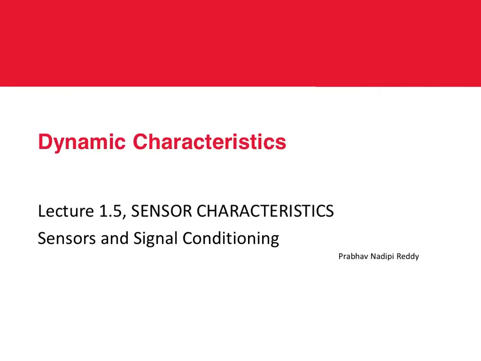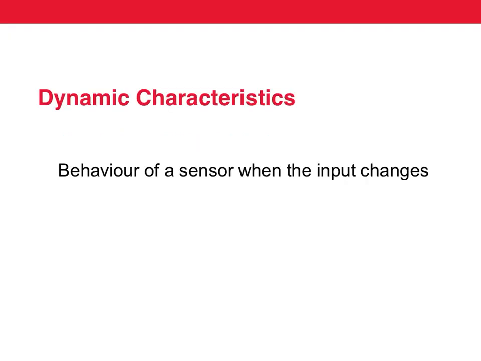So in this lecture, we are looking at sensor characteristics. We have already looked at static characteristics. Now we are looking at dynamic characteristics. Dynamic characteristics describe the behavior of a sensor when the input changes. So we are interested in how the output changes over time in response to a change in input.